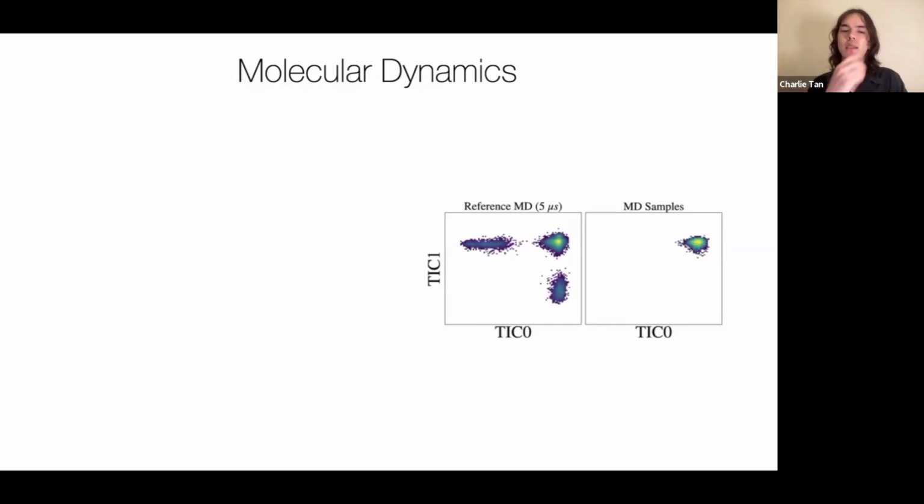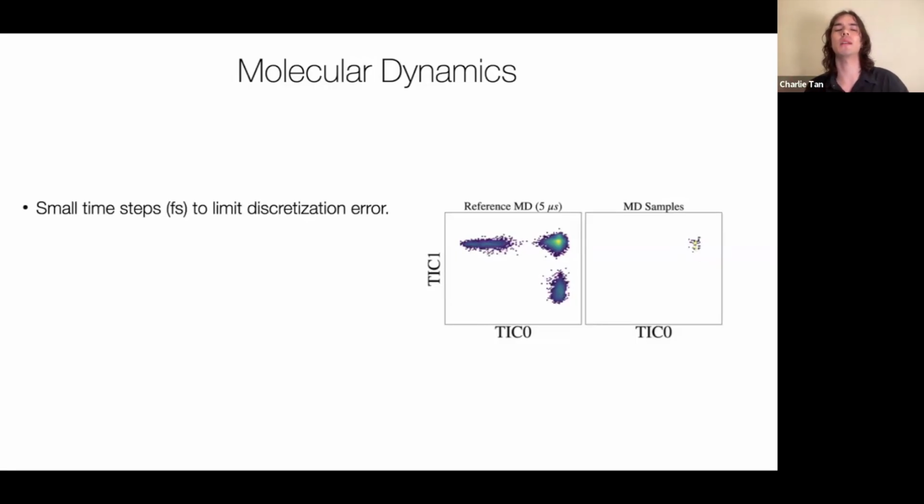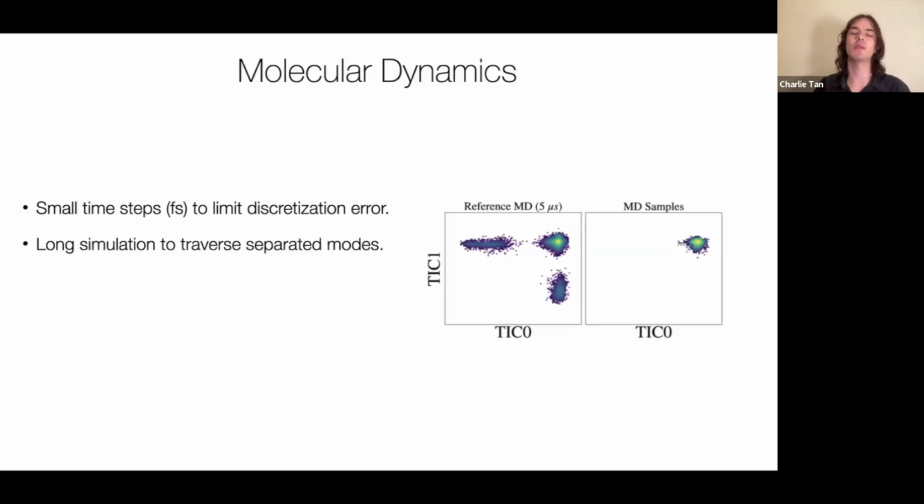But in practice, this can be intractable to run for a sufficiently long time. The main reasons for this are that small time steps are required to limit discretization error. If you're working with proteins, I think 1 femtosecond is quite a common amount. And this means that for every microsecond of simulation time, you're going to have a billion energy evaluations, which is quite costly.